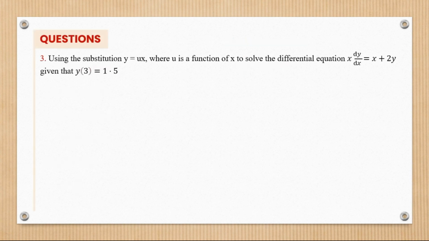Alright, so question number 3, we're being told, using the substitution y is equal to ux, where u is a function of x, to solve the differential equation x dy dx is equal to x plus 2y, given that y of 3 is equal to 1.5. Because they've said this, it means they've already identified it for you as being homogeneous. But I can still test the dimension. So this is L times L over L is equal to L plus L.